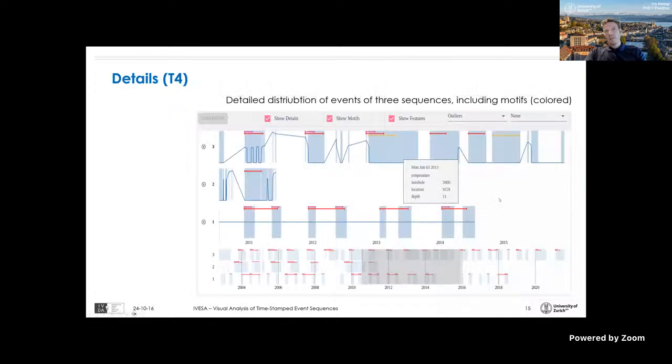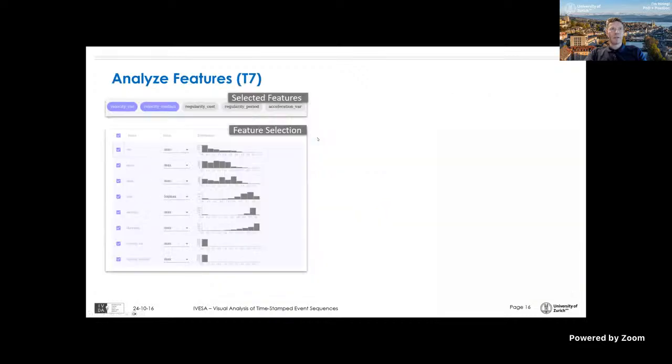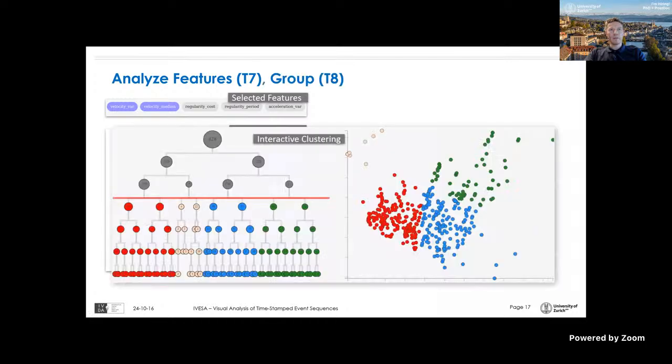This is the details visualization where individual lines represent a single event. These lines are temporal features, and these are motifs that we extract from event sequences to simplify things. This is the feature analysis where people can select or deselect features, do normalizations and see the distributions of the features, and then they can interactively be used for clustering.